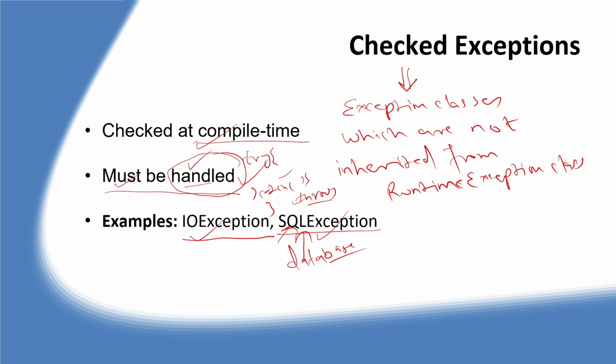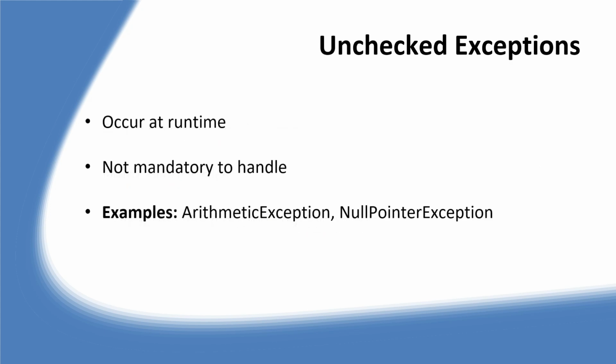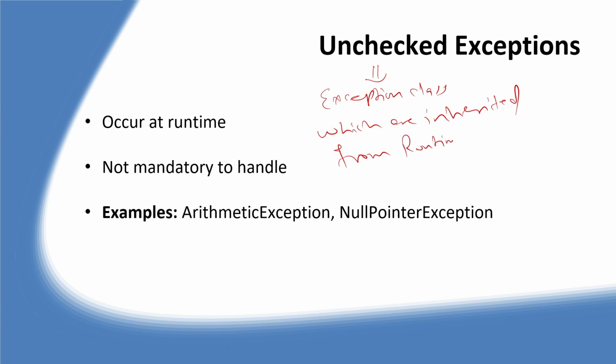Now let's see the unchecked exception. Unchecked exceptions are exception classes inherited from the RuntimeException class. RuntimeException will be the parent class, and whatever exception classes are its children will be part of the unchecked exceptions. Whichever classes are inherited from RuntimeException are called unchecked exceptions.